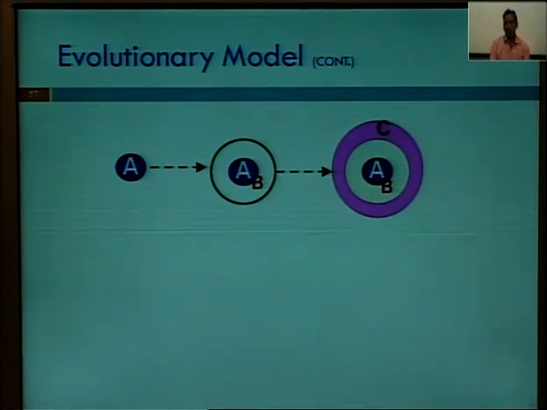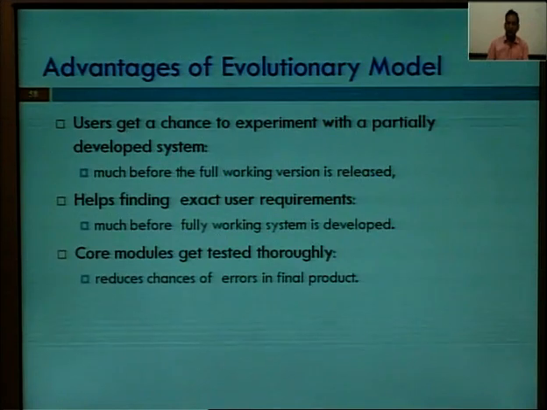This evolutionary model is used when the customer requires the development of the system immediately. When the customer does not have much time, we supply the user with some of the basic needs of the users. After the basic needs of the users are satisfied, we then provide them the incremental model.